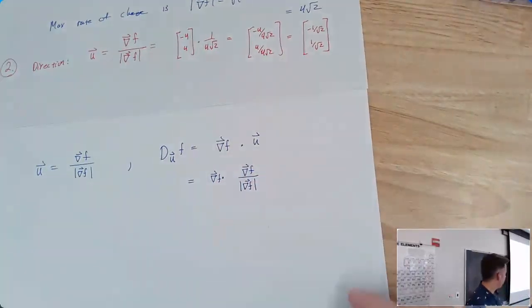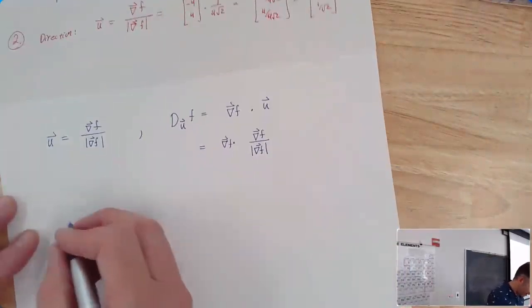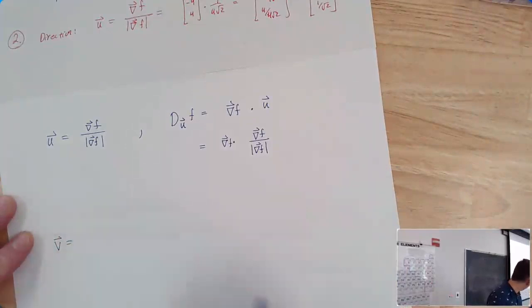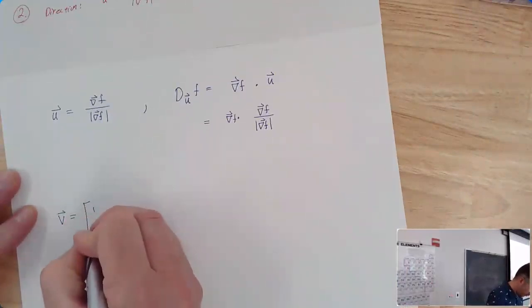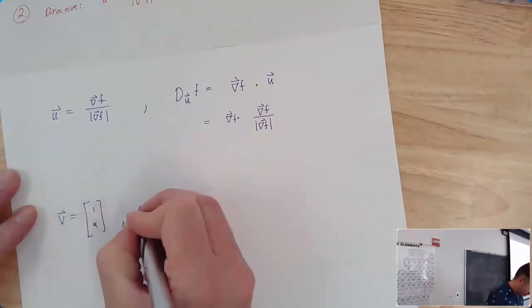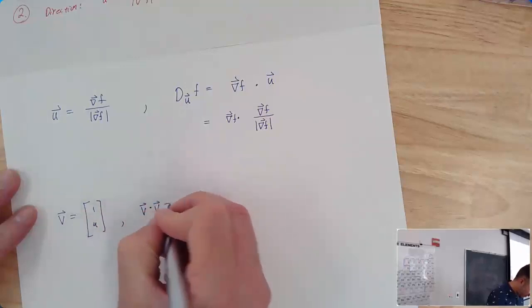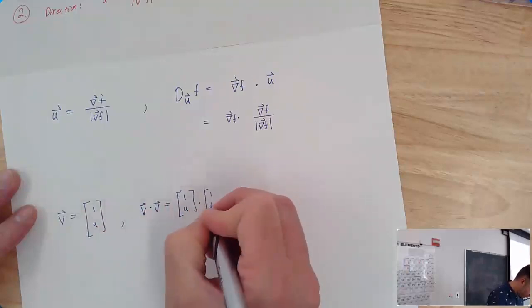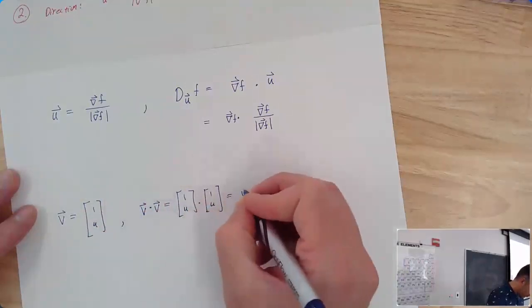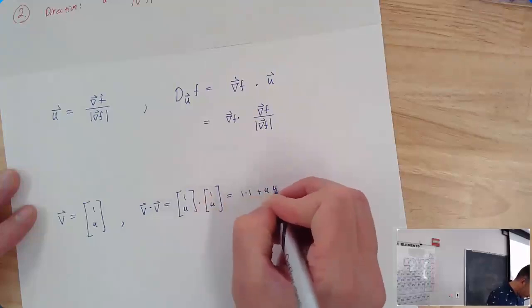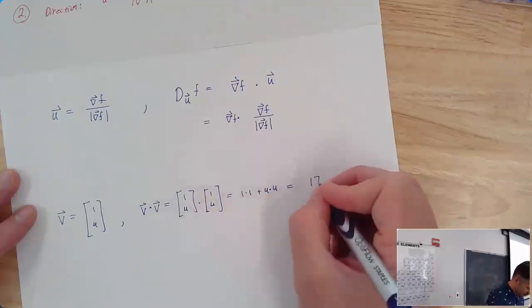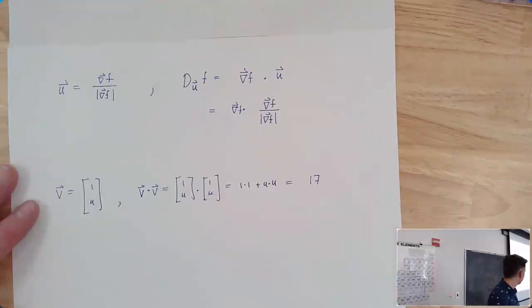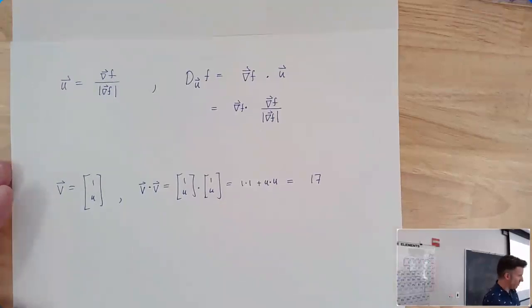What happens when I dot a vector with itself? That's a good question. Let's take a look. If I have the vector v equal to 1, 4, and I dot v with itself, I end up with 1, 4 dot 1, 4, which is equal to 1 times 1 plus 4 times 4, which is equal to 17. And it kind of looks like the magnitude formula, but what am I missing?